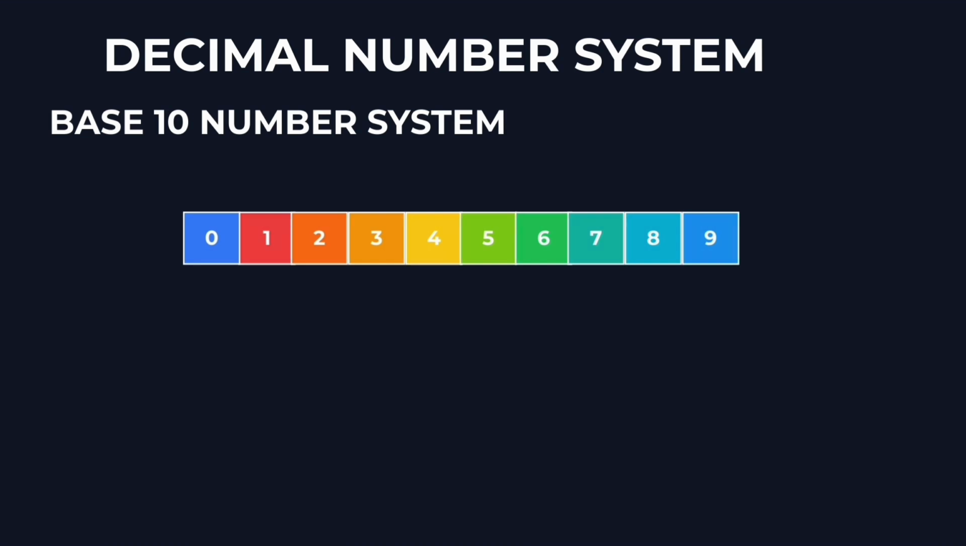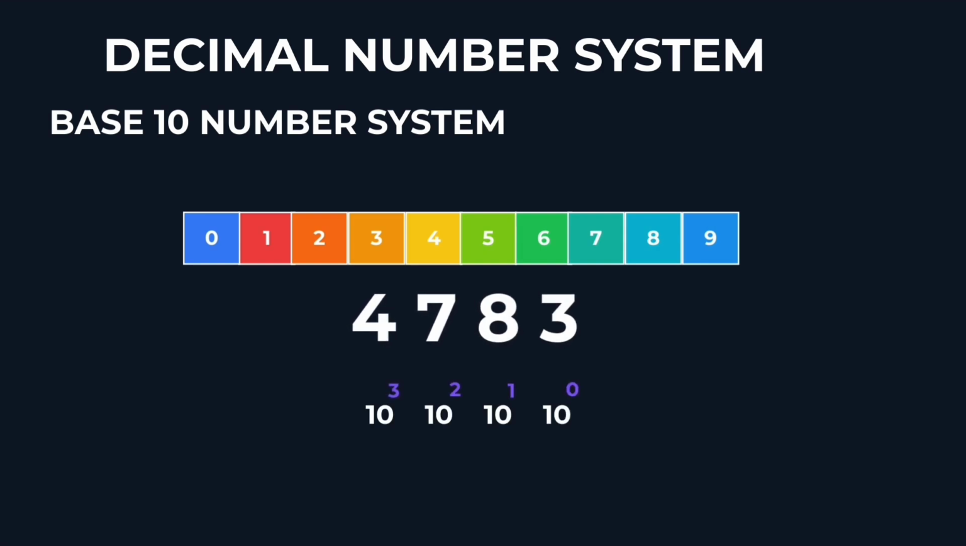For example, consider the decimal number 4783. This number can be written as 4 into 10 to the power 3, 7 into 10 to the power 2, 8 into 10 to the power 1, and 3 into 10 to the power 0. Adding these values gives the final decimal number.